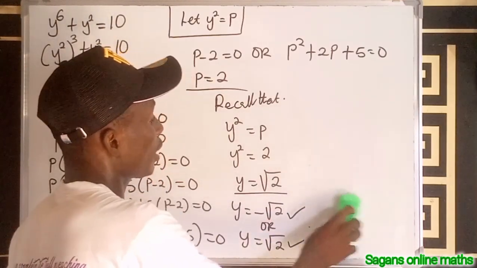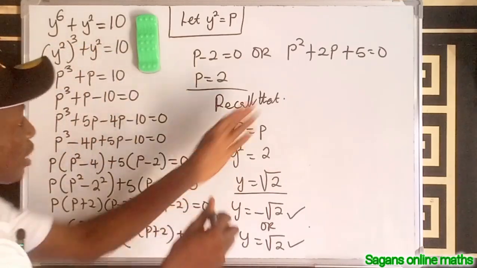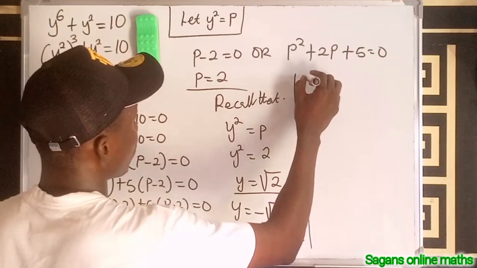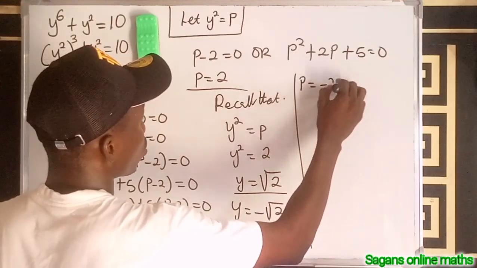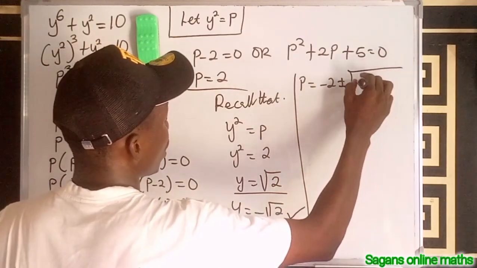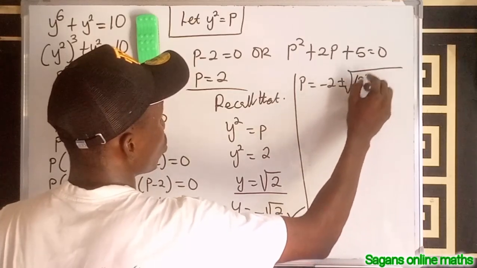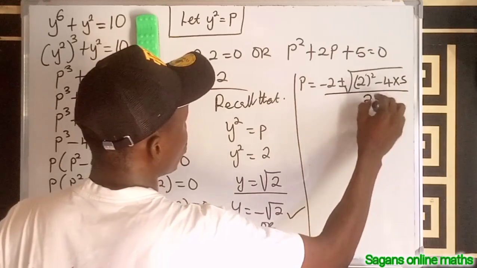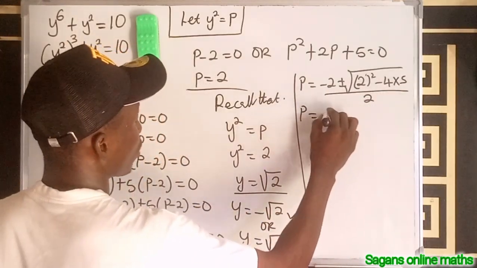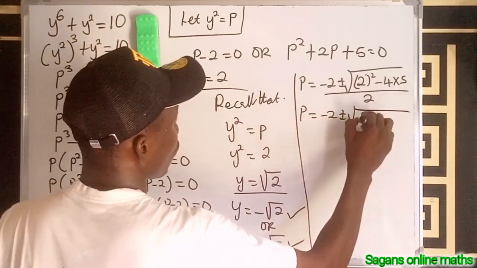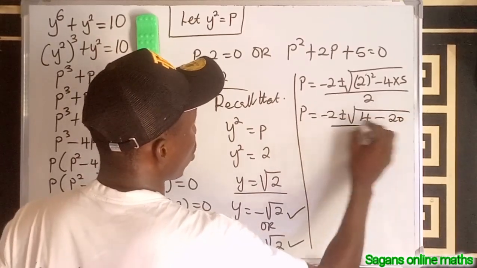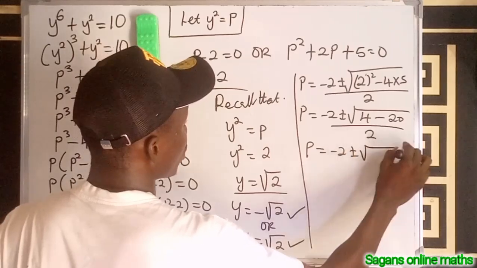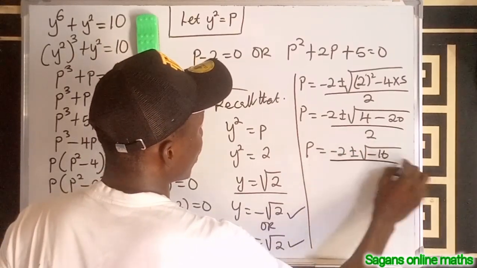Amazing. Now from here, what you can do, using your formula method, is that our p will be equal to minus 2 plus or minus the square root of 2 squared minus 4 times 5, all over 2. So it means that your p is equal to minus 2 plus or minus the square root of 4 minus 20, all over 2. So p is equal to minus 2 plus or minus the square root of minus 16, divided by 2.